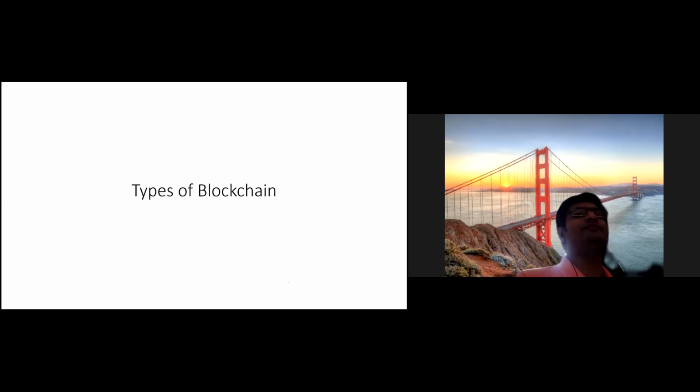Perfect. Now, what are the types of blockchain, right? I think we have discussed a couple of types of blockchain so far. Yes or no? During the session so far, we have discussed a few types of blockchain. What do you think? What are those types of blockchain, guys? What are the types of blockchain I have discussed so far?